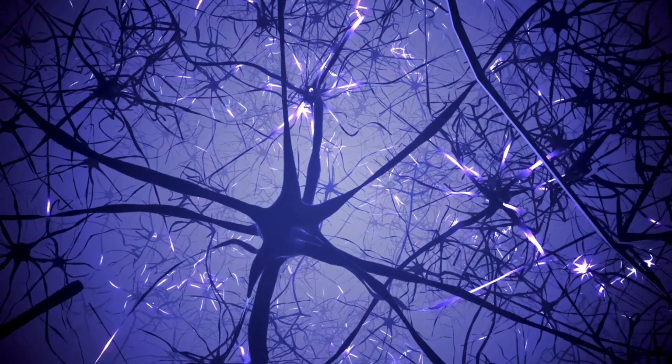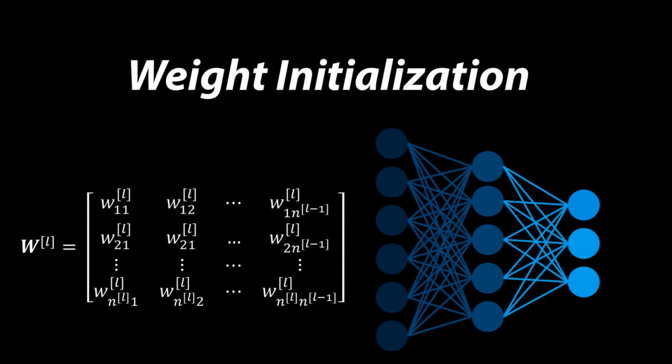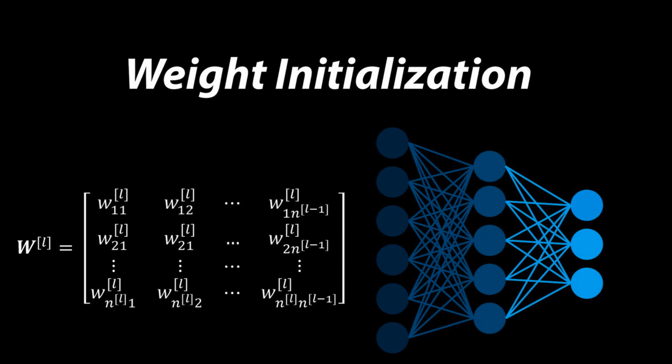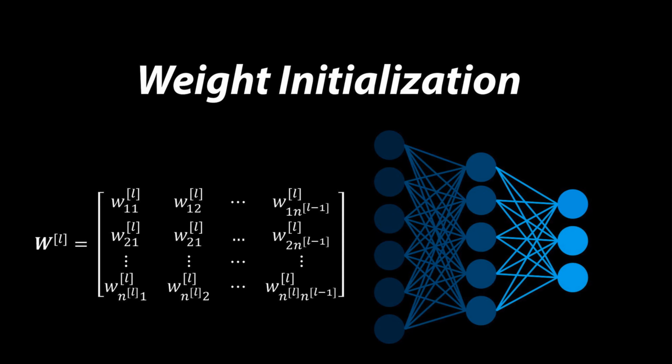In our brain, neurons are connected by synapses. In a neural network, these connections are represented by weights. These weights adjust as the network learns, similar to how our brain strengthens or weakens synapses over time.